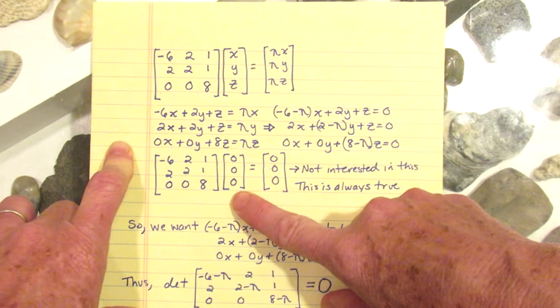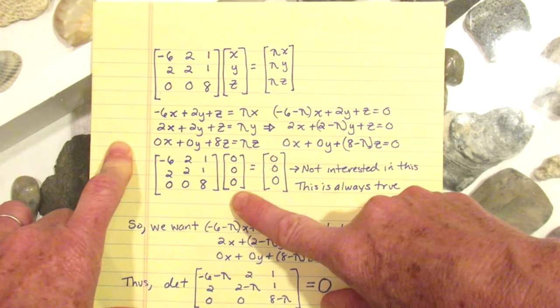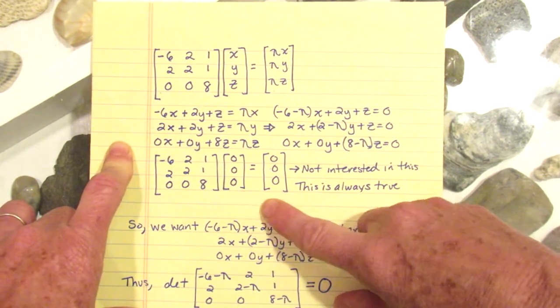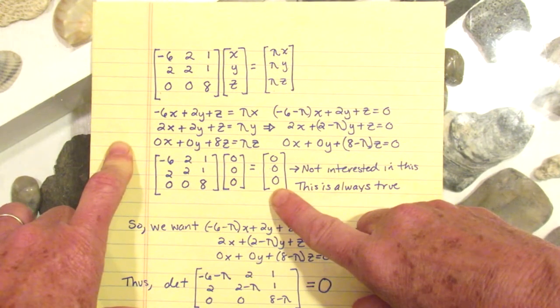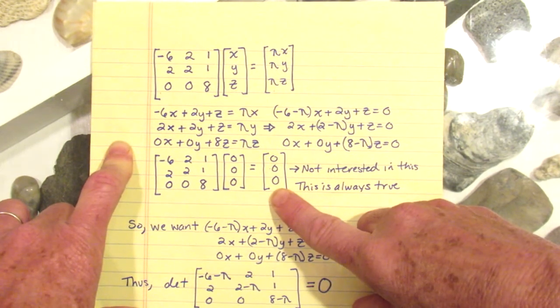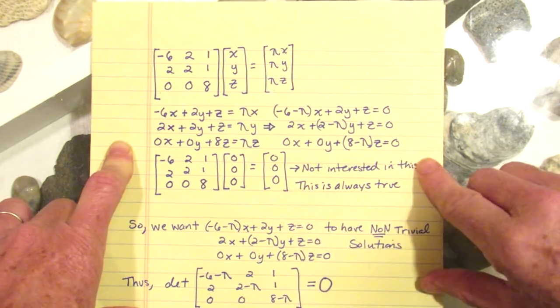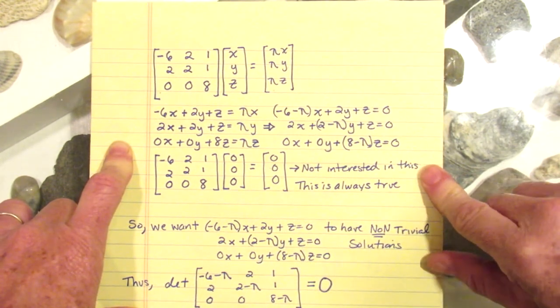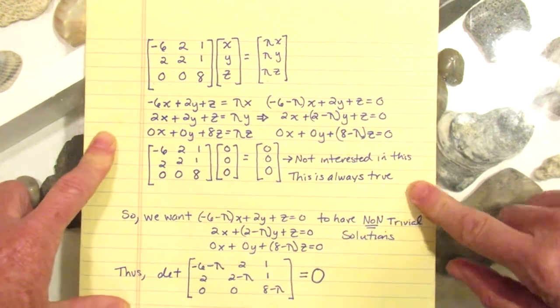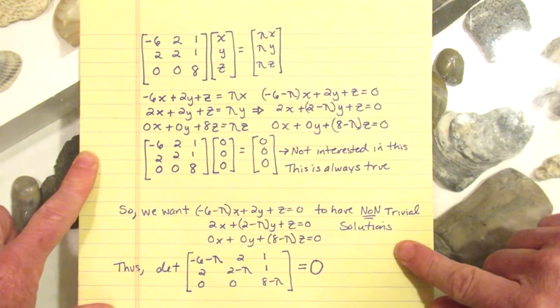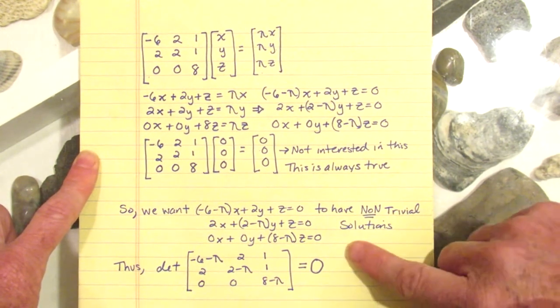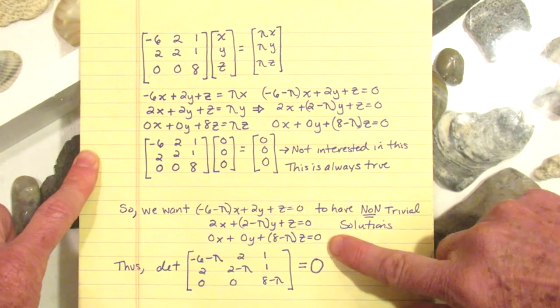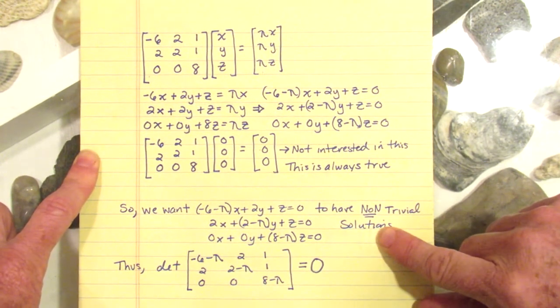If the vector xyz is just 0, 0, 0, then we are automatically going to get a constant multiple of 0, 0, 0, because 0 times anything is 0. But we're not interested in that trivial solution. This is always true. Instead, we're interested in the non-trivial solutions. We want a solution to this system that's not trivial.